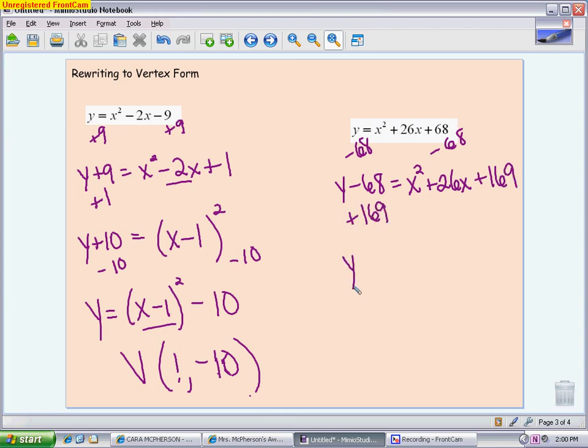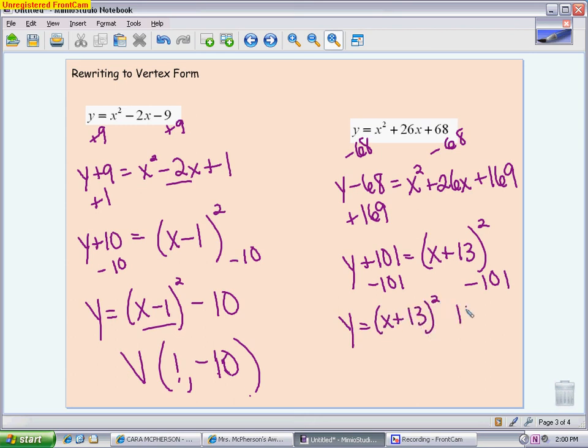When I add my constants together, negative 68 plus 169 is positive 101. When I write this as a binomial squared, I get x plus 13 squared. Finally bring the 101 back over to the other side. What you want to think about is you kind of move it in the beginning and then you put it back when you're done. My vertex then is negative 13, negative 101.